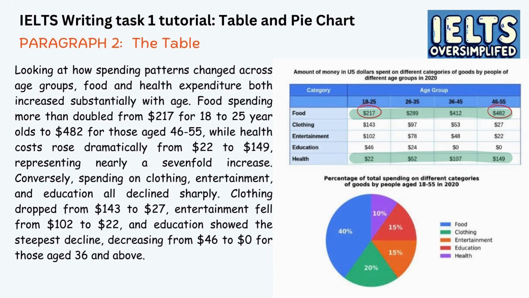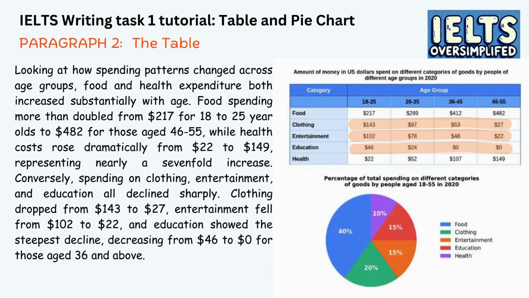$482 for those aged 46 to 55, while health costs rose dramatically from $22 to $149, representing nearly a 7-fold increase. Conversely, spending on clothing, entertainment, and education all declined sharply. Clothing dropped from $143 to $27. Entertainment fell from $102 to $22, and education showed the steepest decline, decreasing from $46 to $0 for those aged 36 and above.